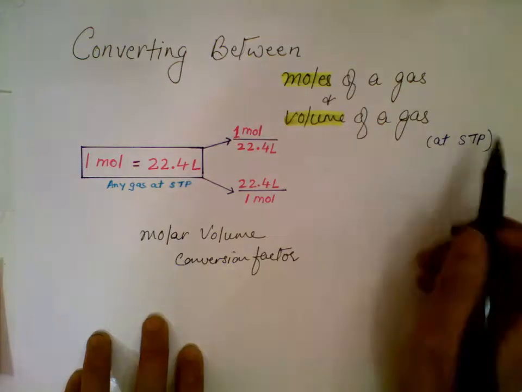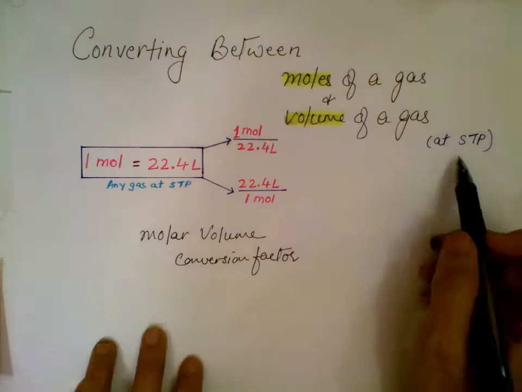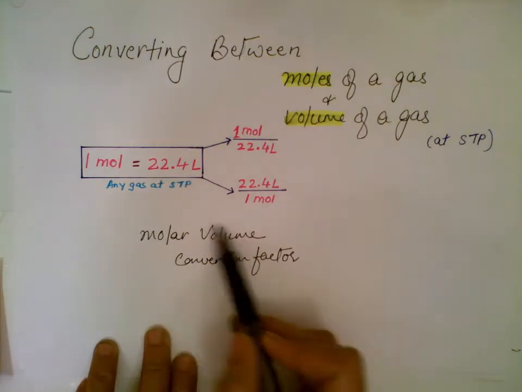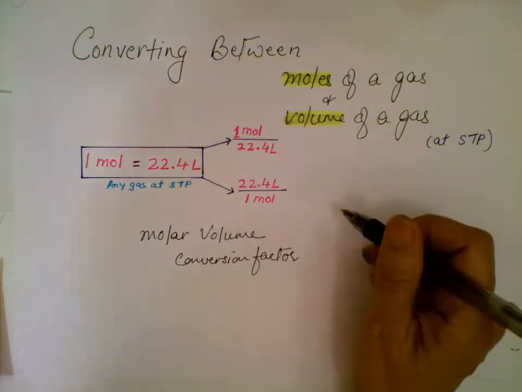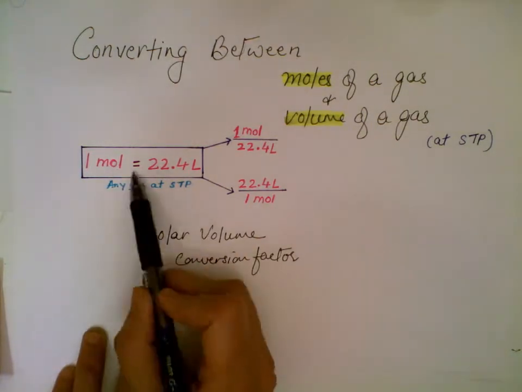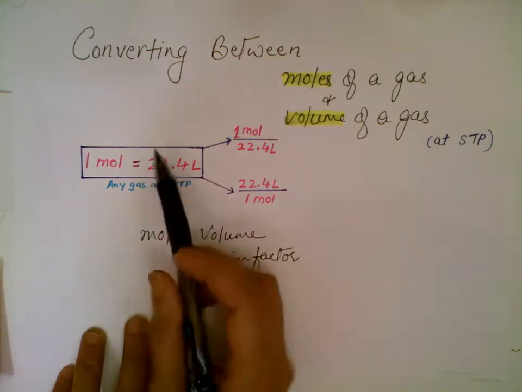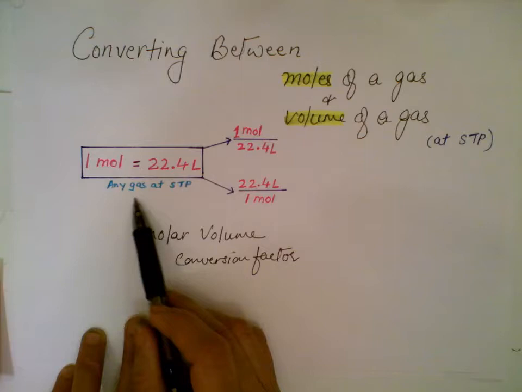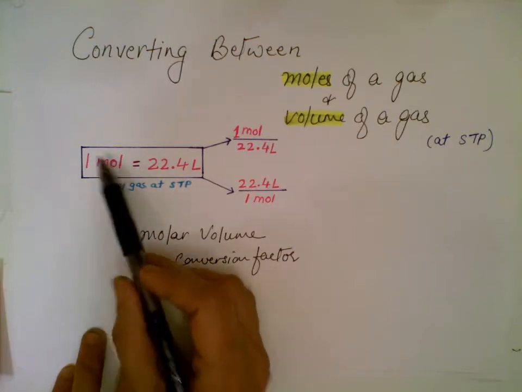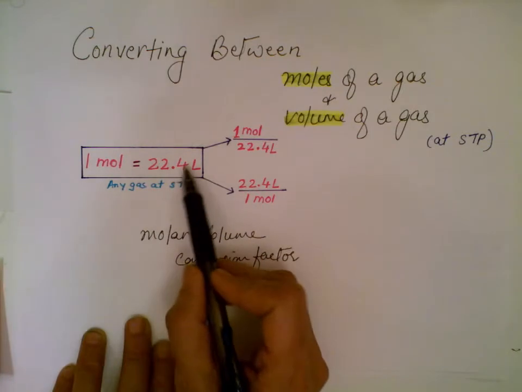In this video on conversion between the moles of a gas and the volume of the gas at STP, we use molar volume as a conversion factor. And here is the equivalent: 1 mole equals 22.4 liters. This equivalent gives us two fractions, and both these fractions are valid. They are saying the same thing, that a 1 mole sample of any gas will occupy 22.4 liters.